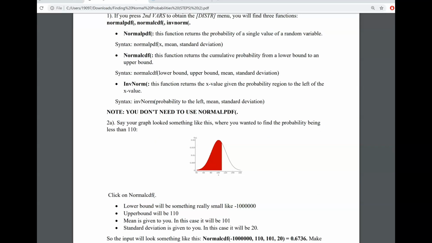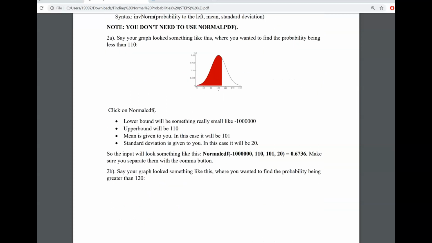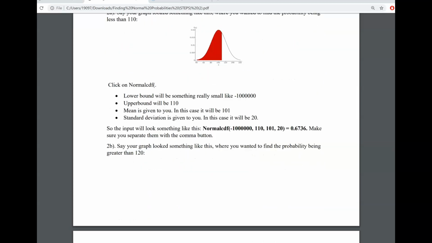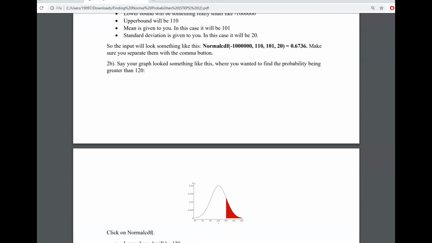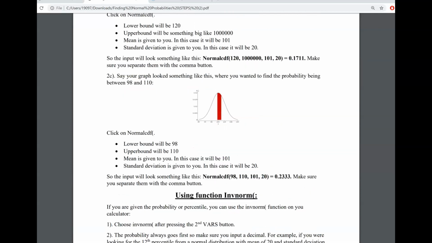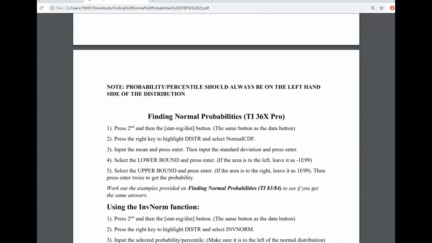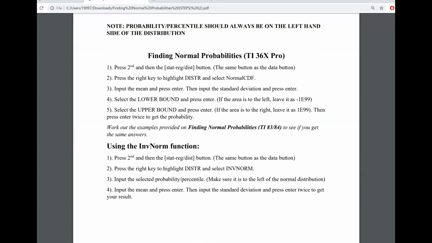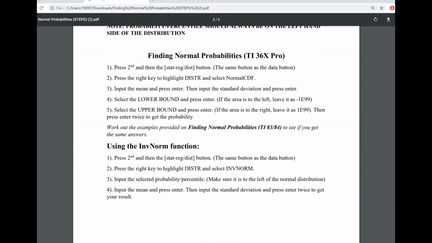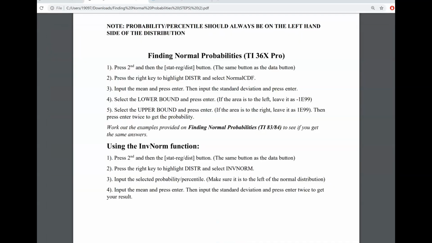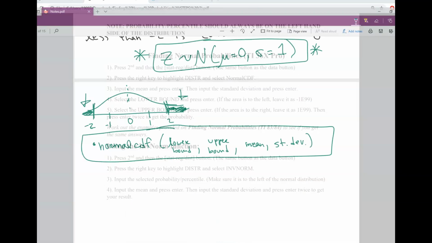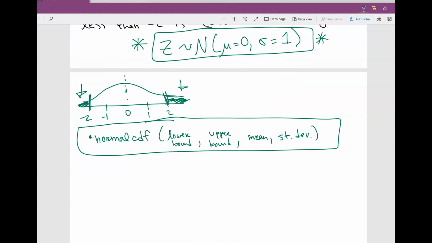So here are the steps if you have the graphing calculator. Okay, and I give you a really good example of what you should be doing. And if you have the TI-36X Pro, here are the directions as well. So if you have this calculator, let me show you. These are the directions. All right, so now let's go back. Let me show you how we're going to do this.